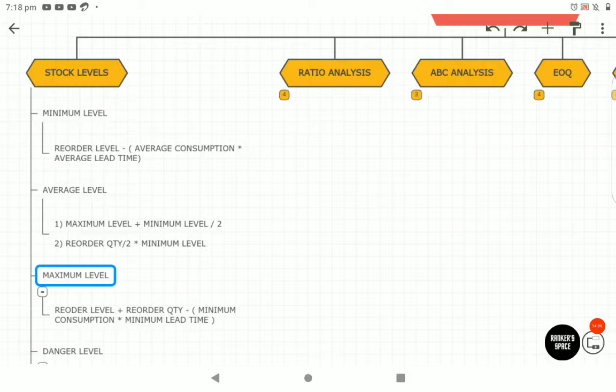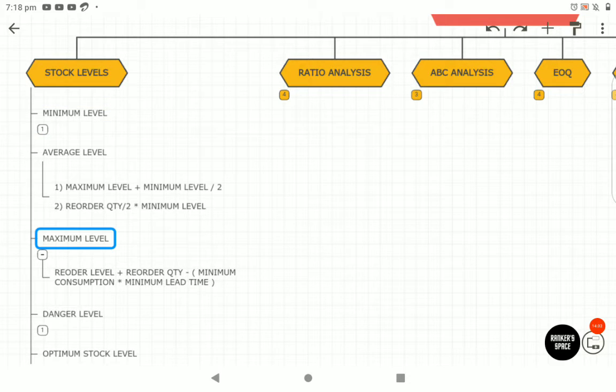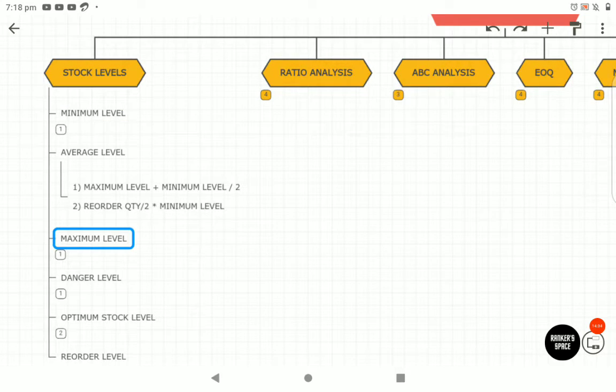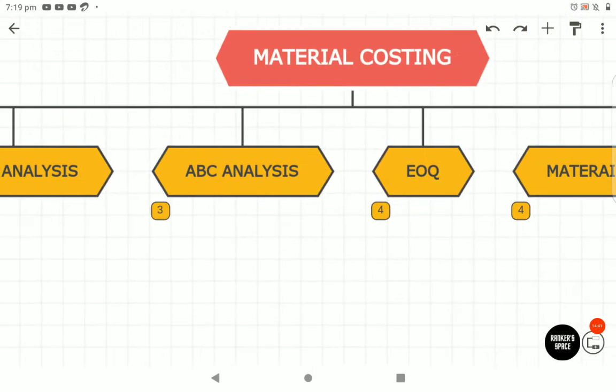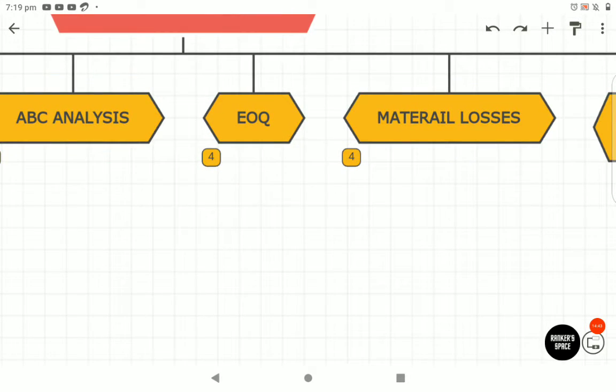Look at this average level formula, guys. You will be able to find out the reorder quantity. So this reorder quantity is also called your EOQ.